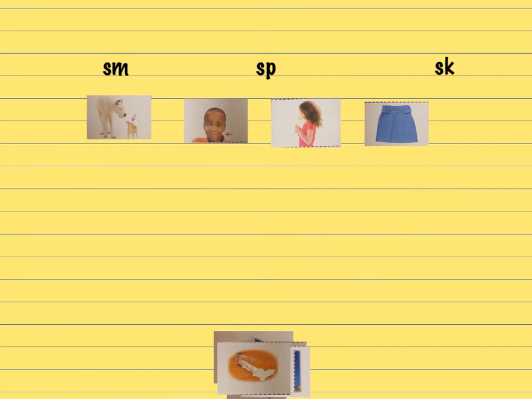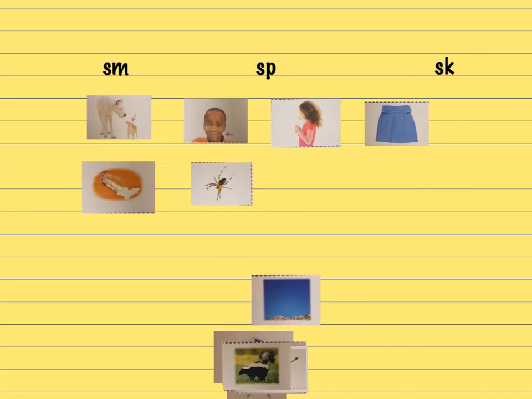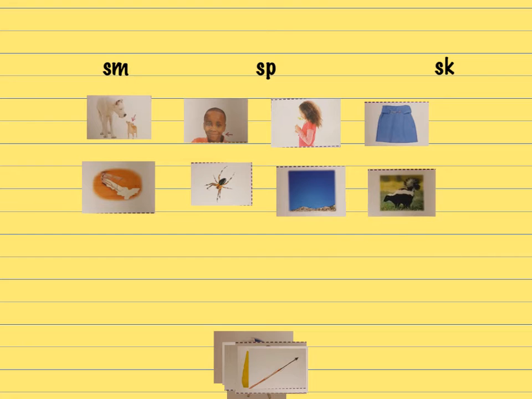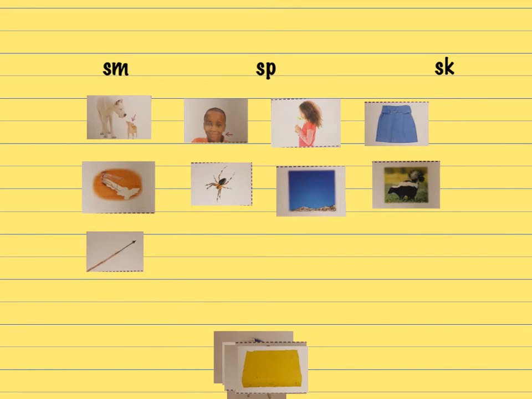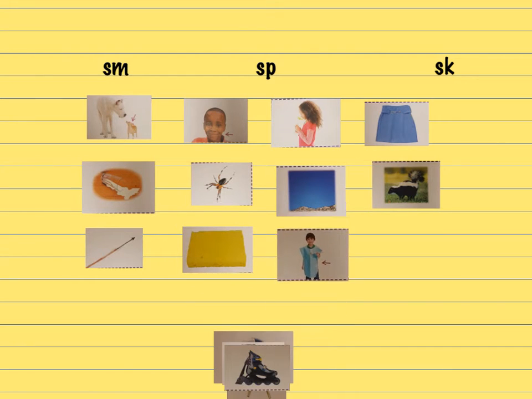This is a skirt. This is a picture of a spill. Spider. This is a picture of the sky. A picture of a skunk. This is a spear. A sponge. This is pointing to a smock, and a smock is something you wear to protect yourself when painting or crafting.